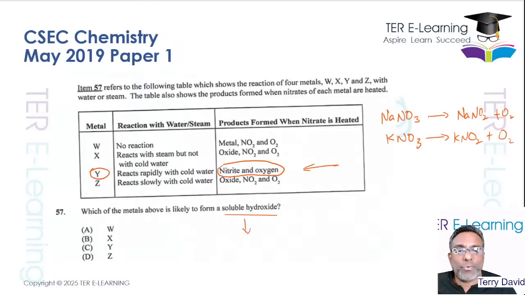When they ask us for a soluble hydroxide, sodium hydroxide is a solution, so that's possible, that's soluble. Potassium hydroxide is also a solution. So in this case, I would go with C as the answer. But like I said, there are two questions associated with that table. And question 58.